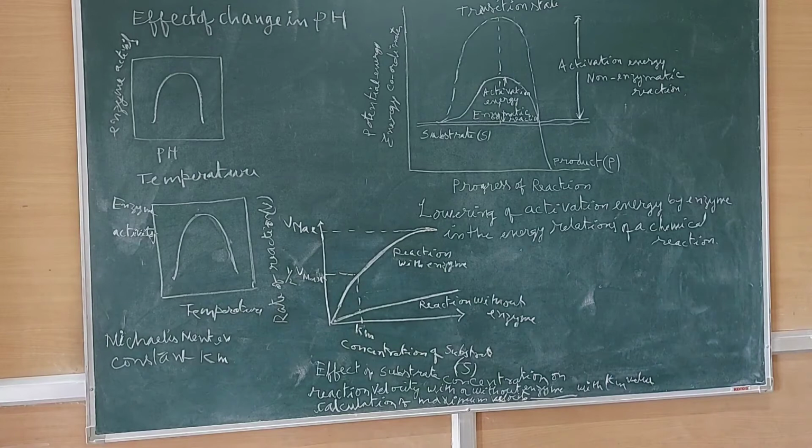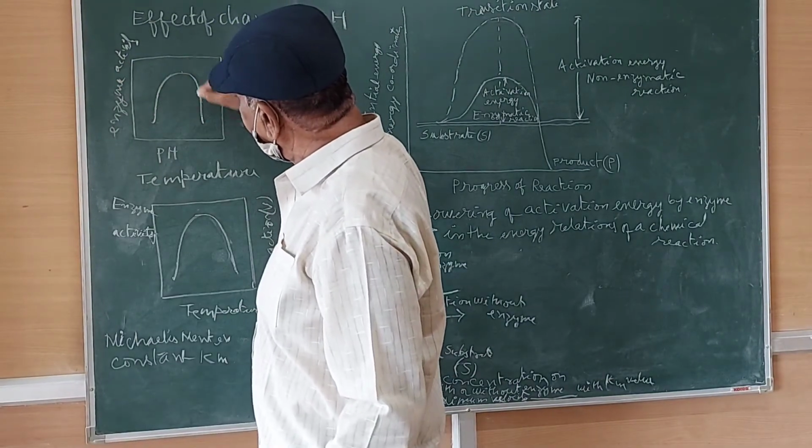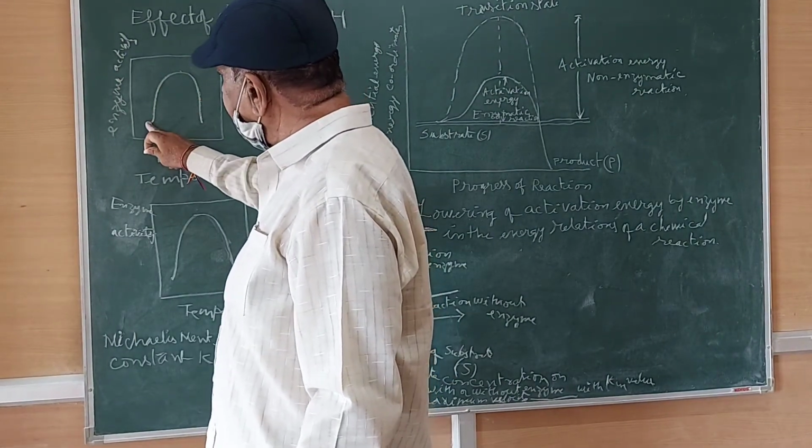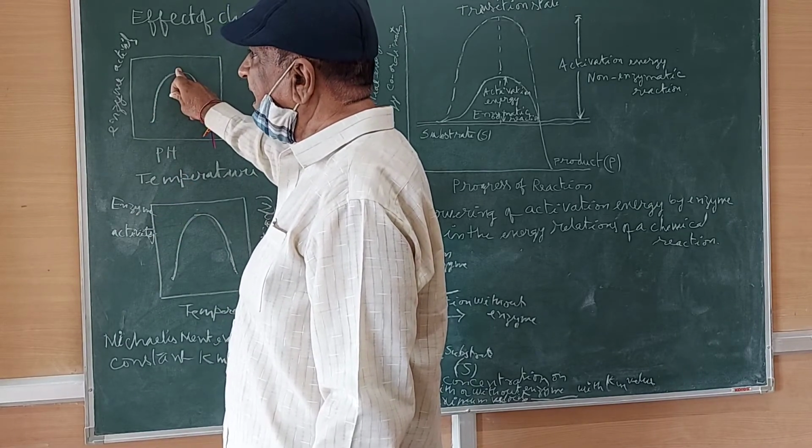Factors affecting enzyme activity include temperature, pH, and substrate concentration. Enzyme shows its highest activity at a particular temperature and pH, called optimum temperature and optimum pH. So here: minimum pH, optimum pH, maximum pH. At minimum pH, activity is less. At optimum pH, enzyme activity is highest.